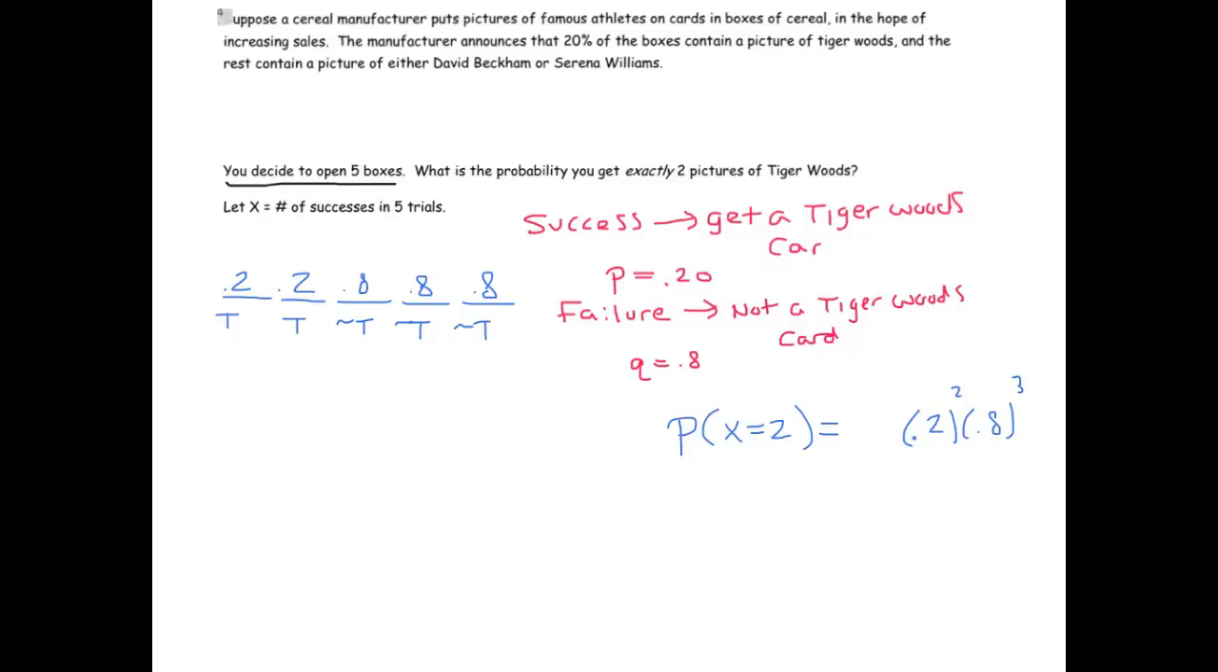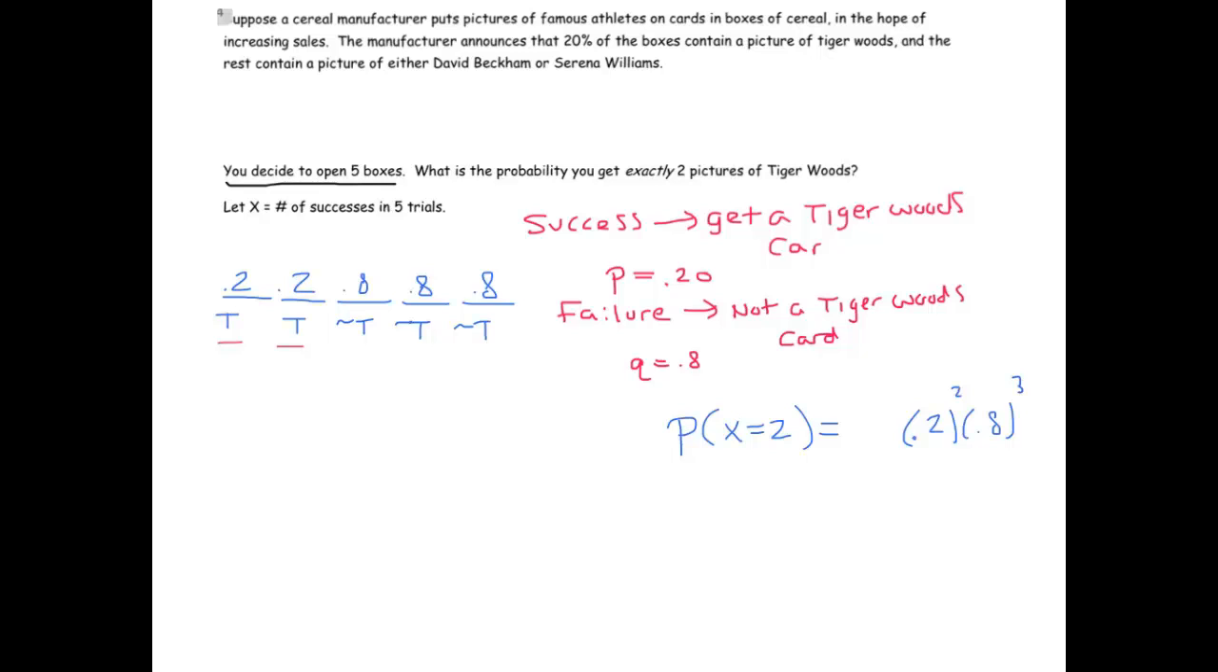And now you might think, well, that's the end of the story, because we just did it, right? We just figured out the probability that 2 boxes have Tiger Woods cards and the other 3 don't. However, we actually didn't completely find what the question was asking, because what we actually calculated at this point was the very specific probability, which maps onto the event that the very first 2 boxes I open have Tiger Woods cards in them.